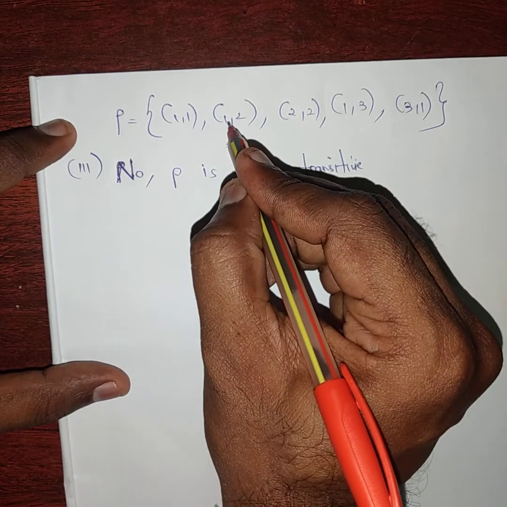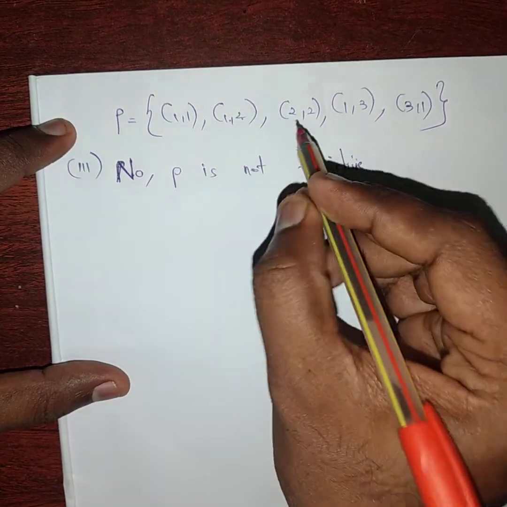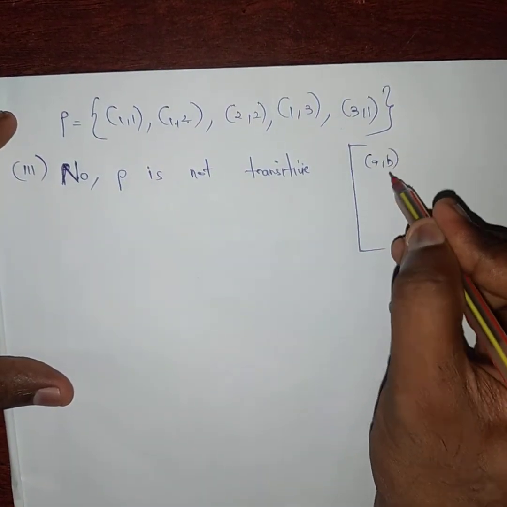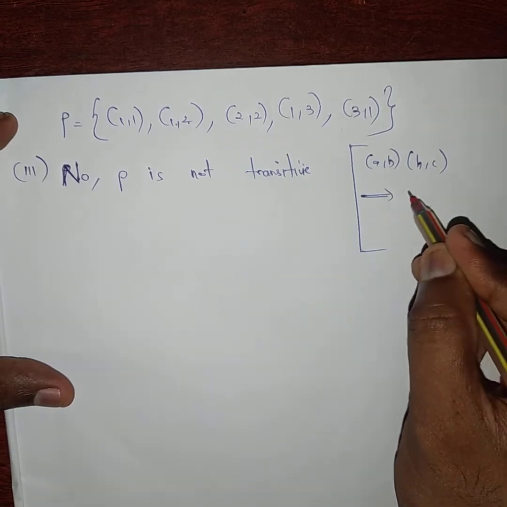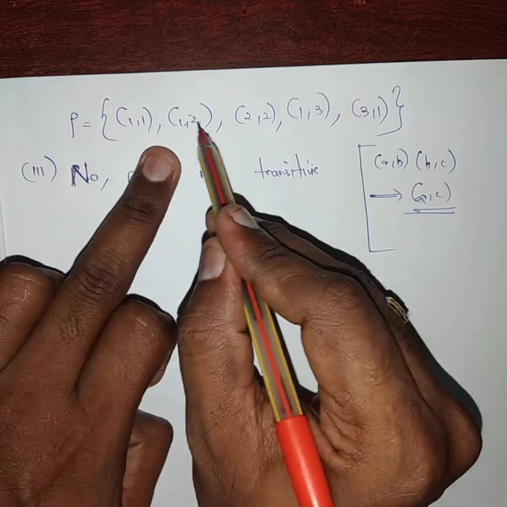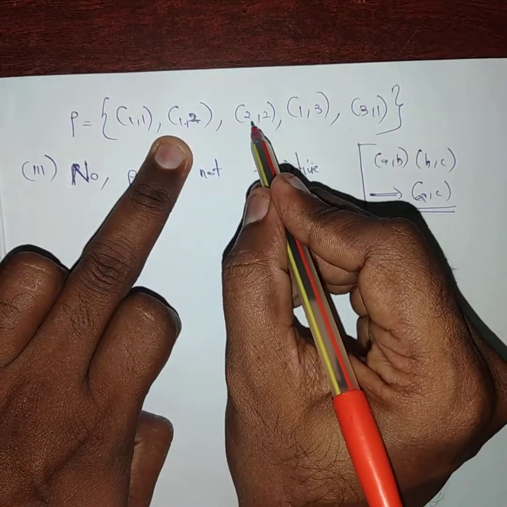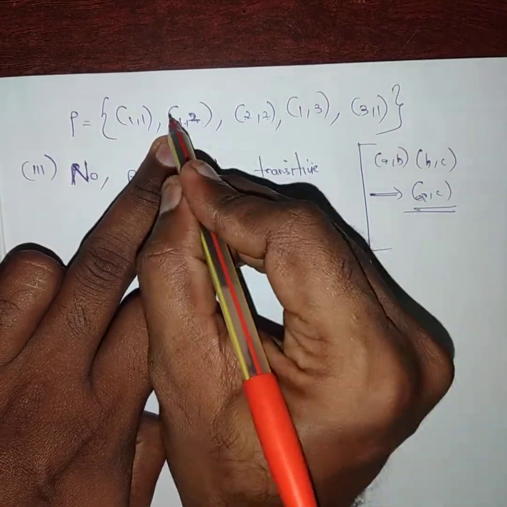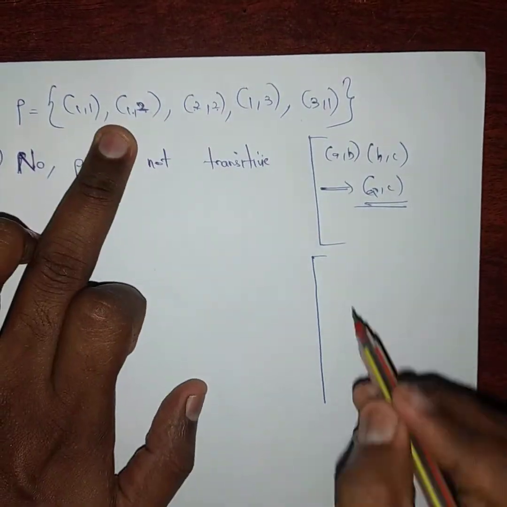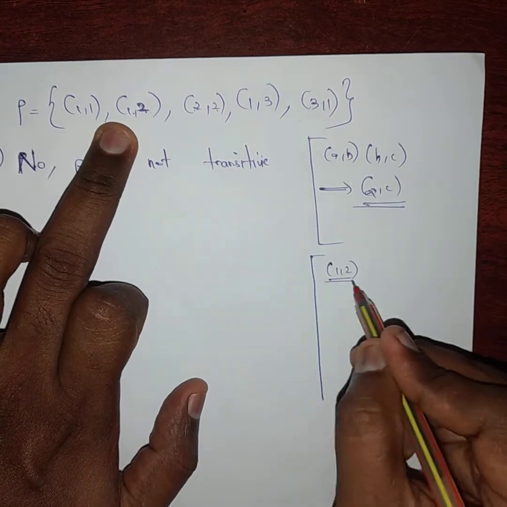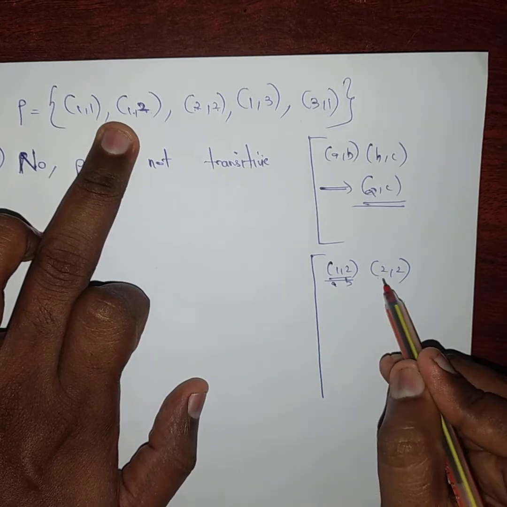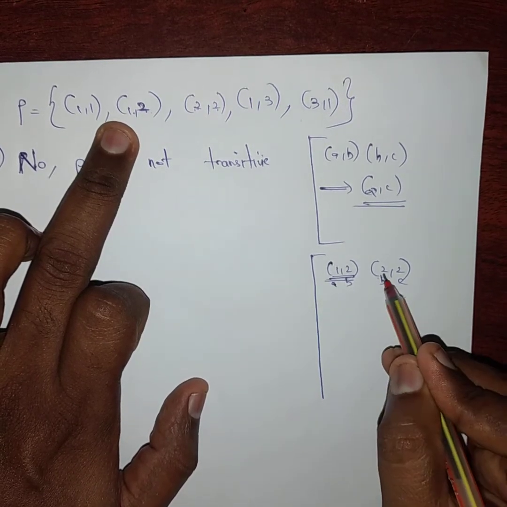First I am going to take 1 comma 2. For 1 comma 2, I need to check 2 comma something. For a comma b and b comma c, I need to search for a comma c. For 1 comma 2, is there any 2 comma? Here is 2 comma 2. Listen very carefully what I am doing here. 1 comma 2, I am taking 2 comma 2. This is A, this is B, then B and C.